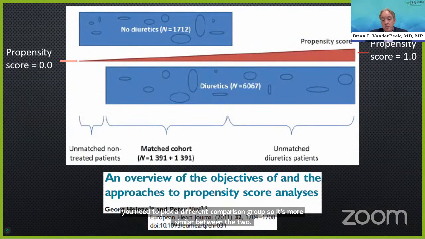Here's another diagram from a review article just to kind of show the point. Propensity score of 0 is on the left, and on the right is a propensity score of 1. And you can see that what's going to end up in the actual study is a matched cohort.